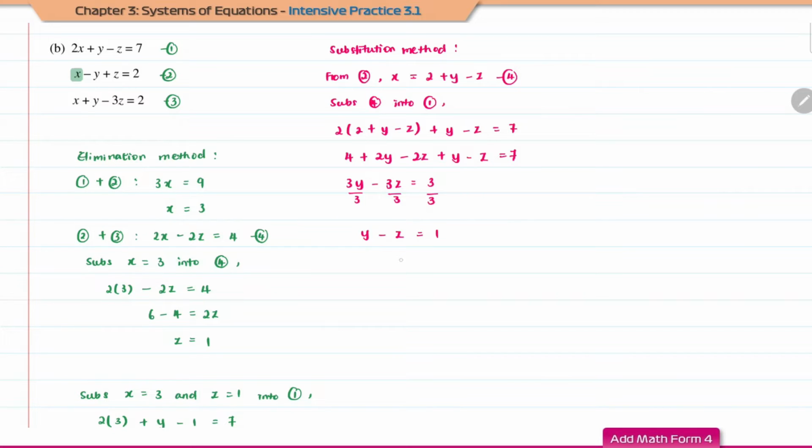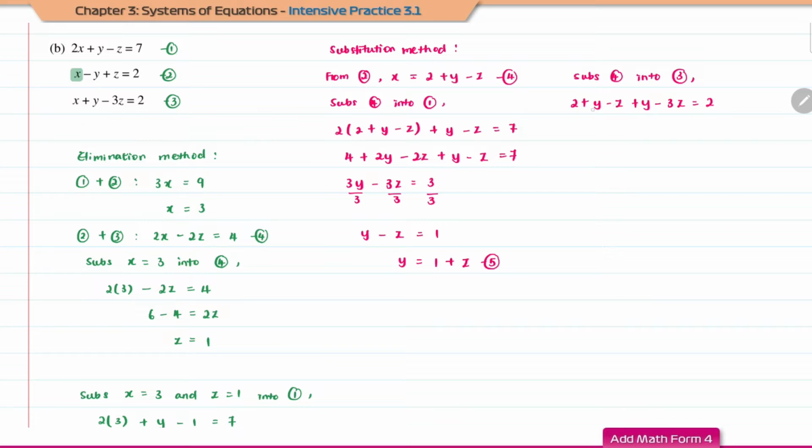Next, I'm going to let the y become the subject of the formula. Therefore, y is equal to 1 plus z. And I'm going to label this as my equation number 5. So next, I'm going to substitute equation number 4 into equation number 3. So the x will become 2 plus y minus z, plus y minus 3z, equal to 2.